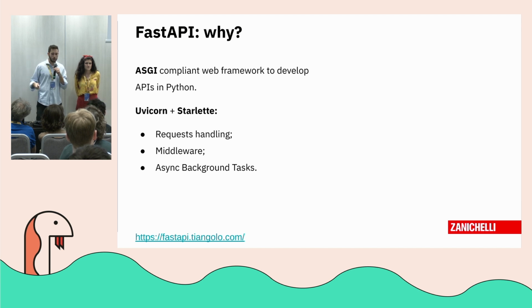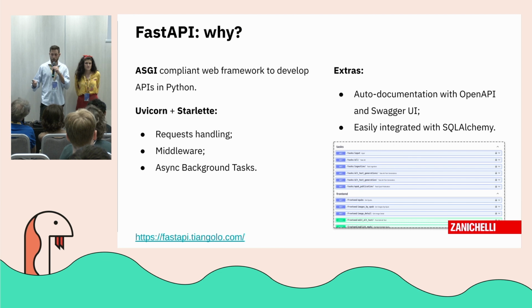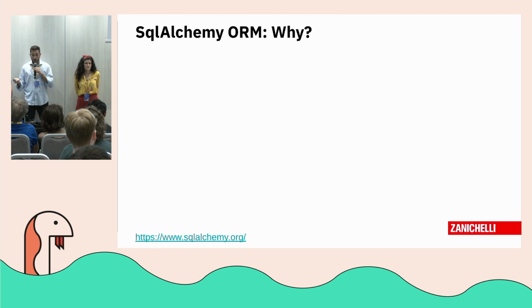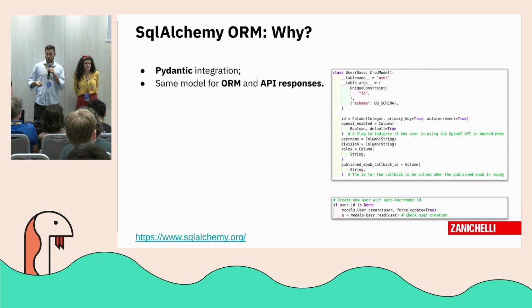It also provides a very native documentation tool through Swagger UI, and it can easily be integrated with SQLAlchemy, which we already used. And to model the data, in fact, we use the SQLAlchemy ORM, because of the Pydantic integration that can derive the schemas directly from our ORM models for API validation. And using the same model for ORM and API responses is a very, very nice plus.